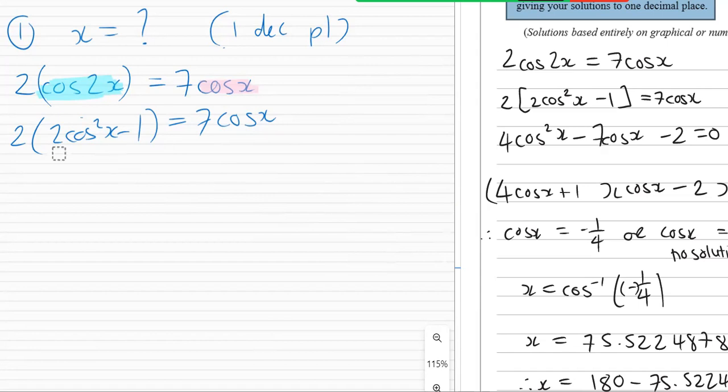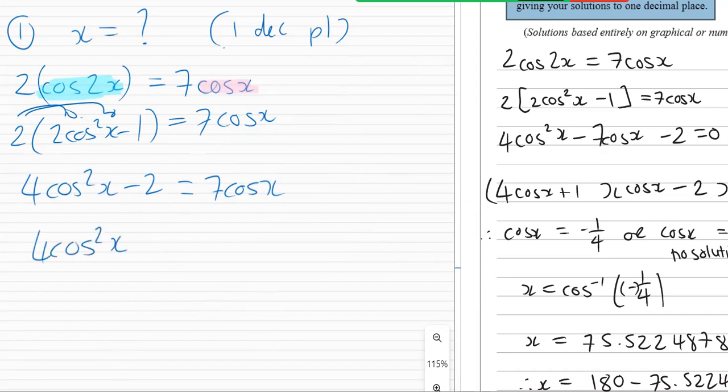Okay. So here we are with this, and we can just quickly multiply it in. So it becomes 4 cos squared x minus 2, I just multiplied in the 2, is equal to 7 cos x. And bring everything to the left-hand side, and I get myself a nice trinomial: 4 cos squared x minus 7 cos x minus 2, all equal to 0.